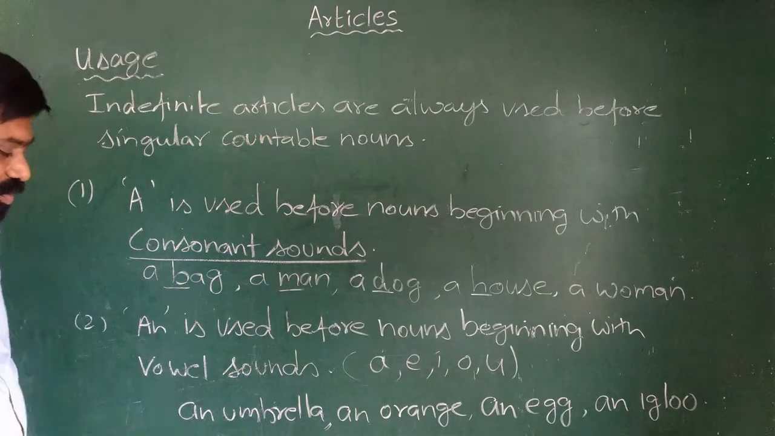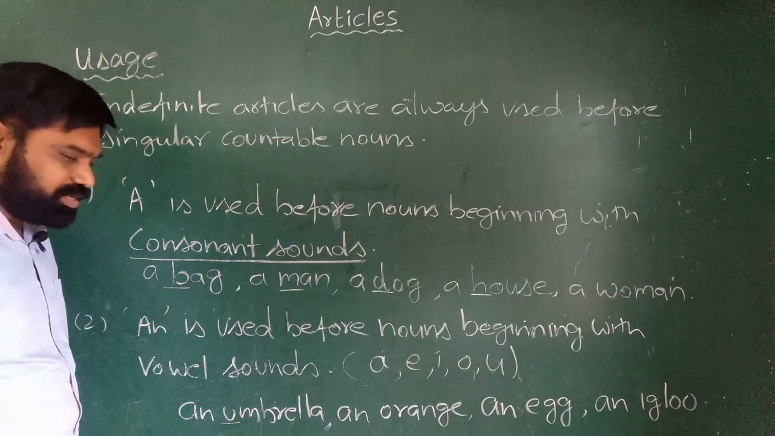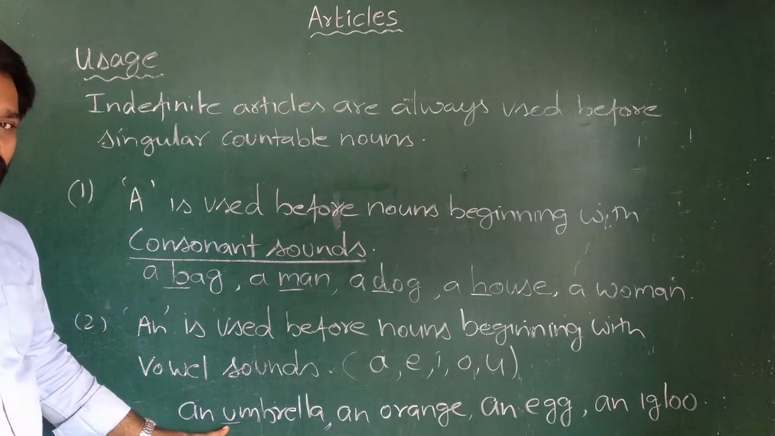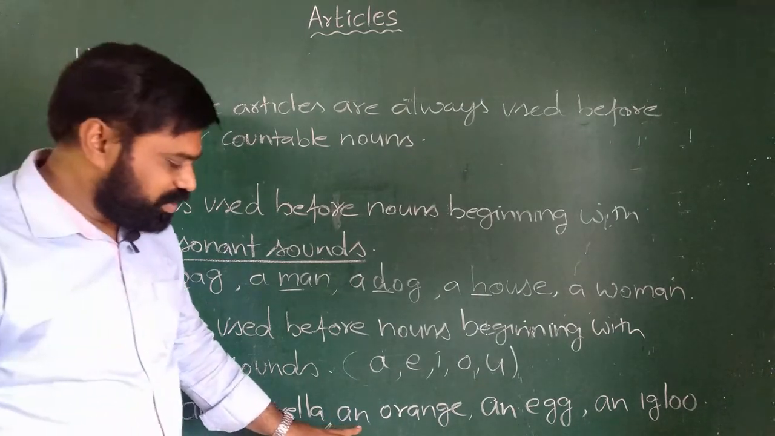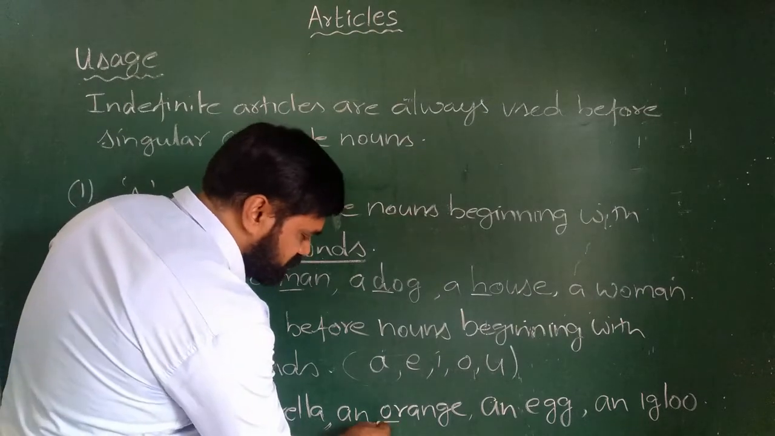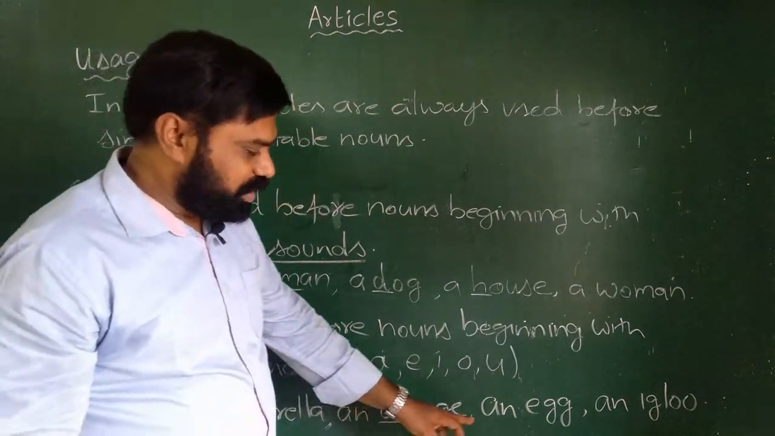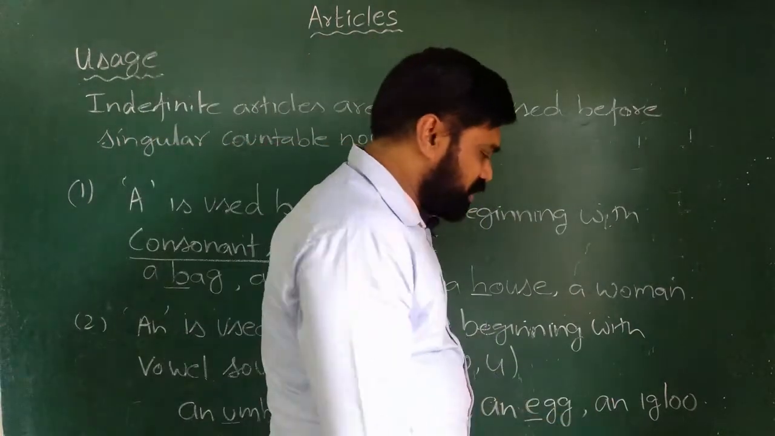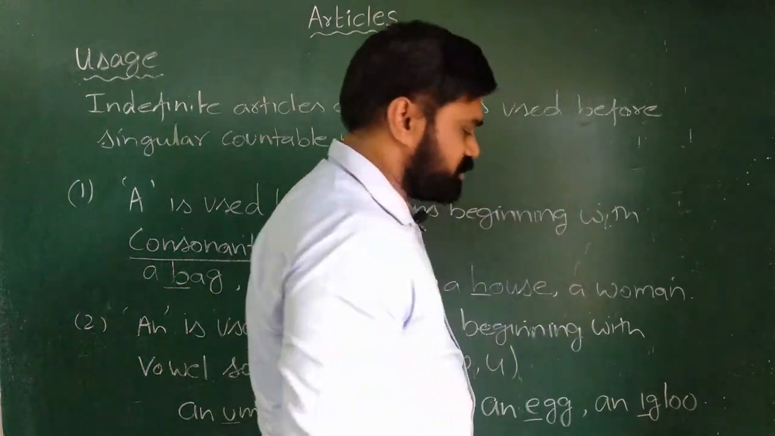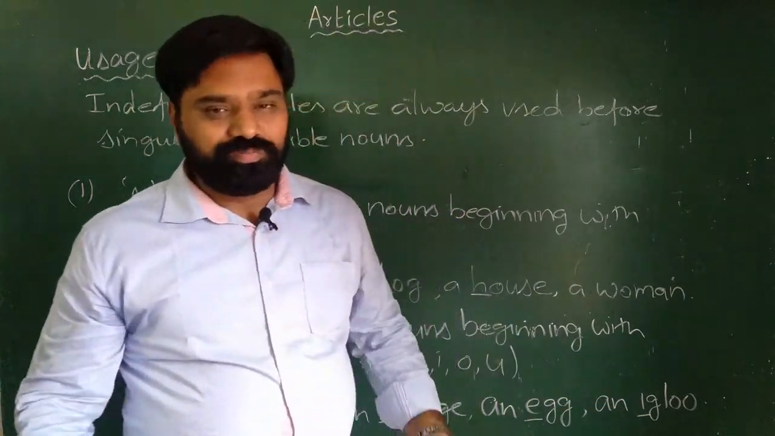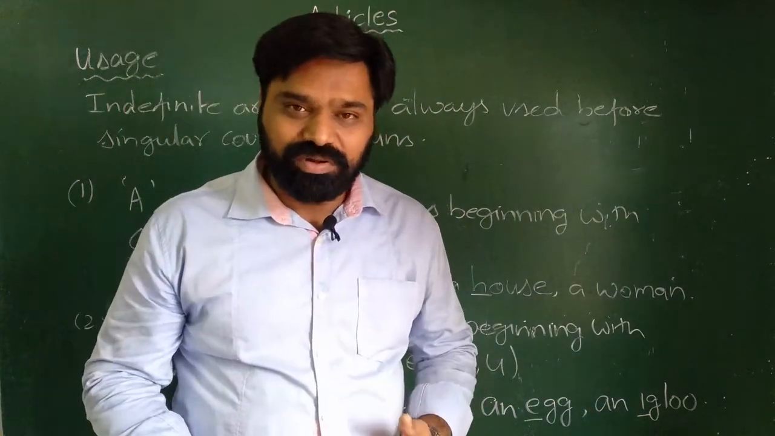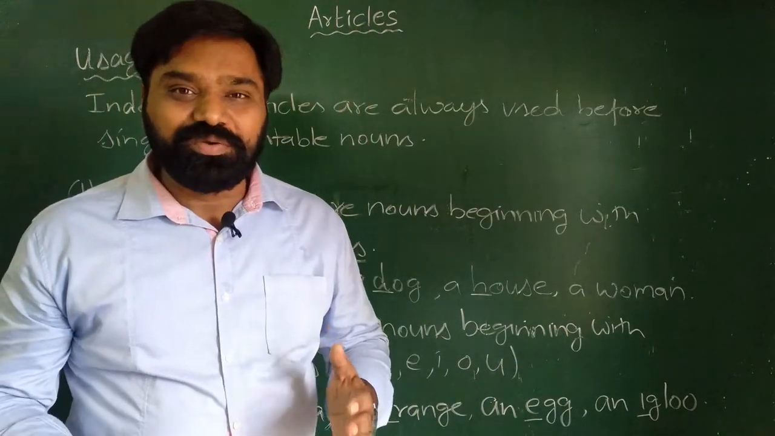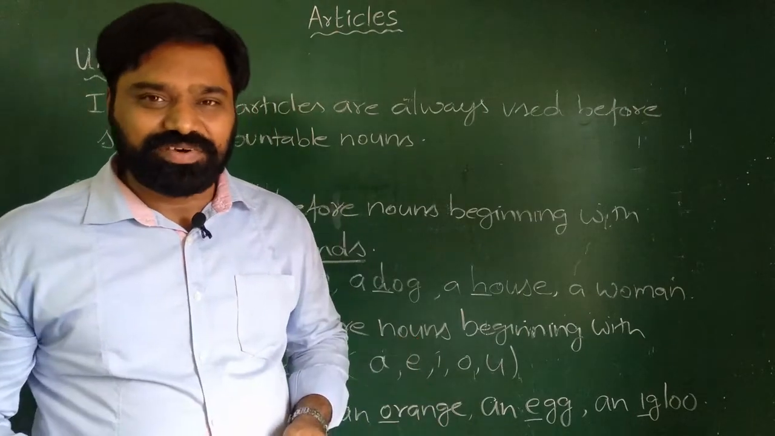Right, let us see some examples now. An umbrella. Now umbrella begins with U. It is a vowel. At the same time, it produces the sound of a vowel. An umbrella. Similarly, an orange. It begins with the vowel sound. Then an egg. It begins with a vowel sound. And similarly, an igloo. It starts with a vowel sound. So if a noun starts with a vowel sound, we use an, and if it starts with a consonant sound, we use a. Let us see further.